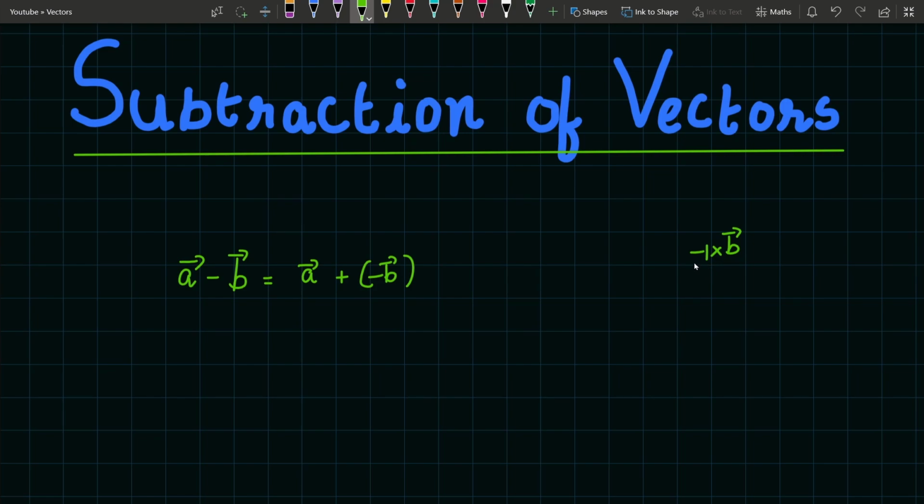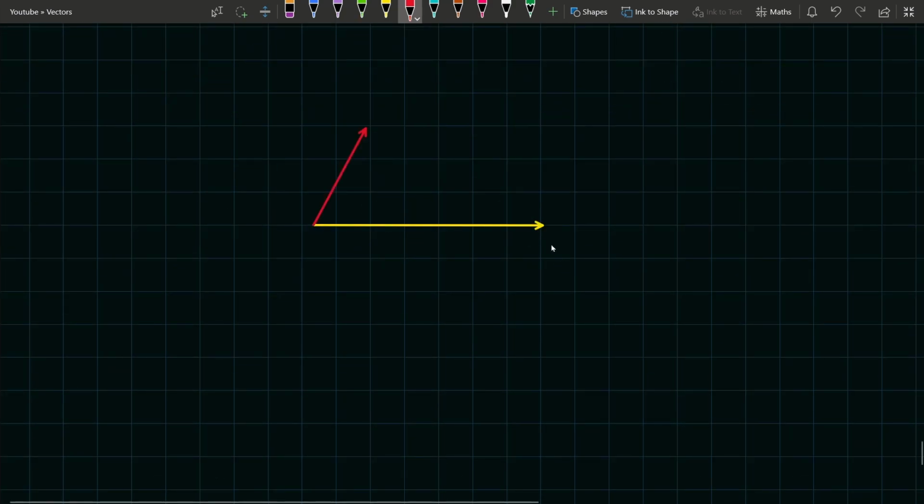So if I know the b vector, I can multiply minus 1 to it and I can add that new vector. I can consider this to be a separate vector. Let us call it a c vector. So I can add a vector and c vector to find the subtraction of a and b. So it's that simple.